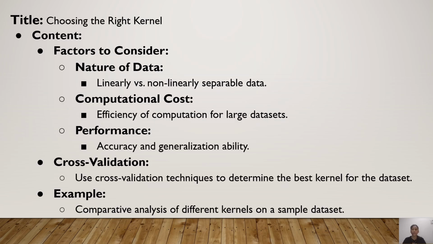Now, how to choose the right kernel? Factors to consider: nature of data, whether it is linearly or non-linearly separable. Next, we have to check the computational cost, that is the efficiency of computation for larger data sets. Next, we should also check the performance, that is accuracy and generalization ability. Next, cross-validation techniques: we have to use cross-validation techniques to determine the best kernel for the dataset. Example: comparative analysis of different kernels on a sample dataset.